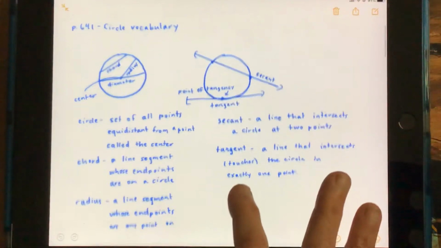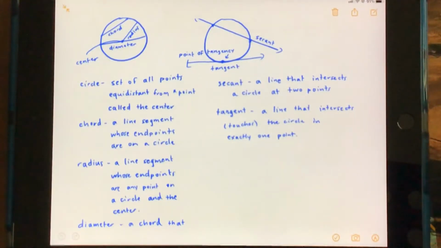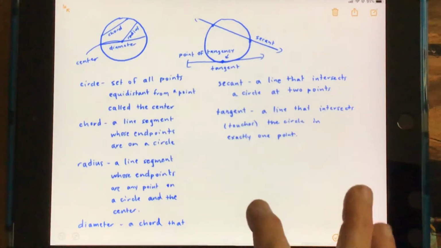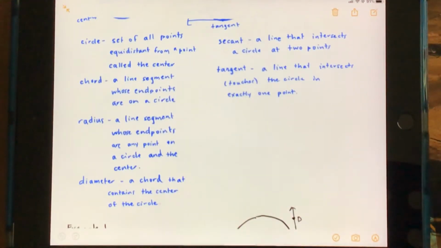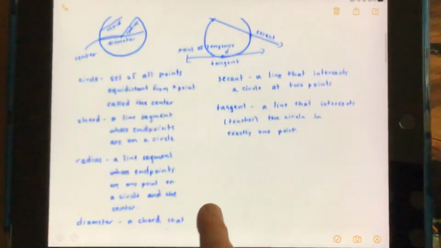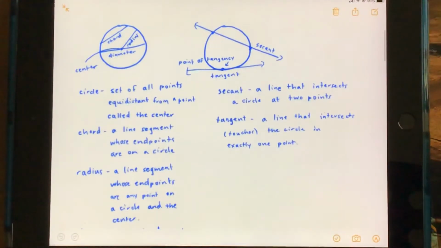A radius you're probably a little more familiar with. It will be a line segment whose endpoints are any point on a circle and the center. So from the center to any point on the circle will be considered a radius. Diameter will be twice a radius, and diameter will be a chord that contains the center of the circle. So, looking at our diameter that we have marked in here, we notice that that diameter extends from one side of the circle through the center point to a point on the opposite side of the circle.